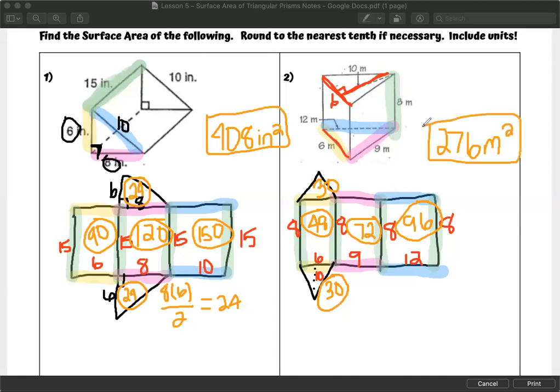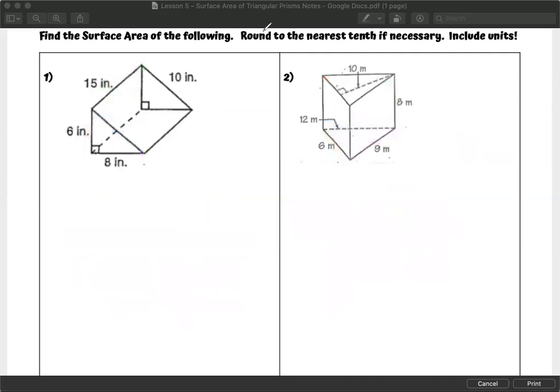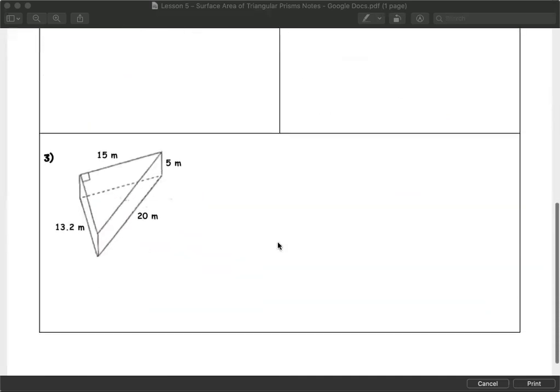And when you get to the practice, you can choose if you want to use a net or if you'd rather do it without. So what we just need to remember is the 3 sides of the triangle tell you the 3 base lengths. The height connecting those 2 triangles is the height of these lateral faces. And then we just need to find the base and height of the triangle. So last one, number 3.